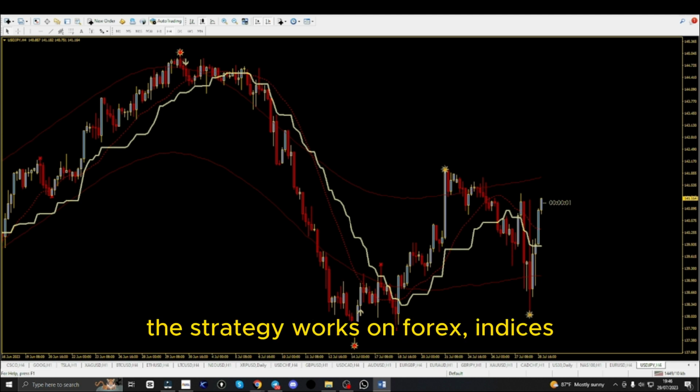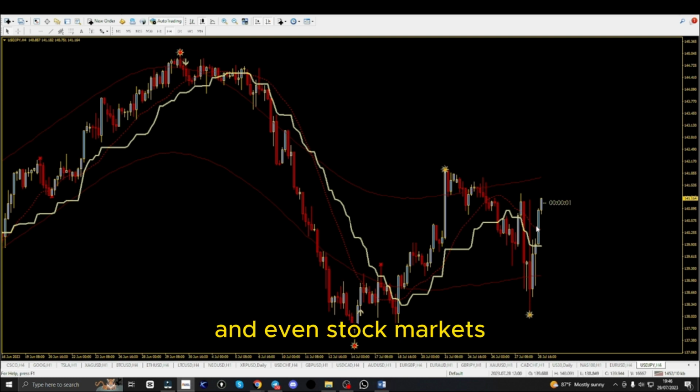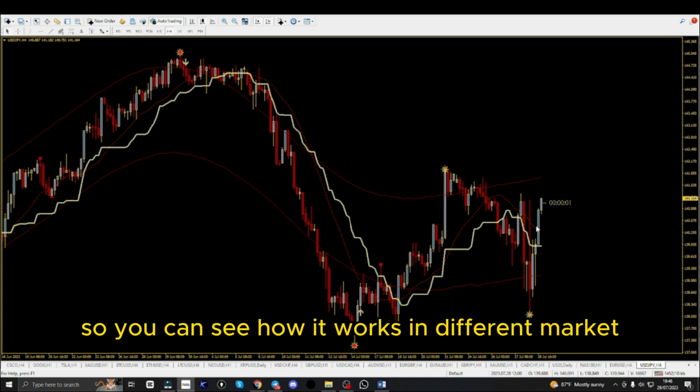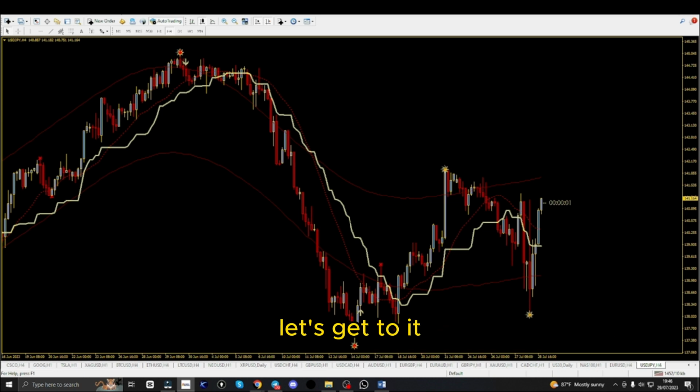Additionally, the strategy works on Forex, indices, cryptocurrency, and even stock markets. We'll include a few examples so you can see how it works in different markets. Without further ado, let's get to it.